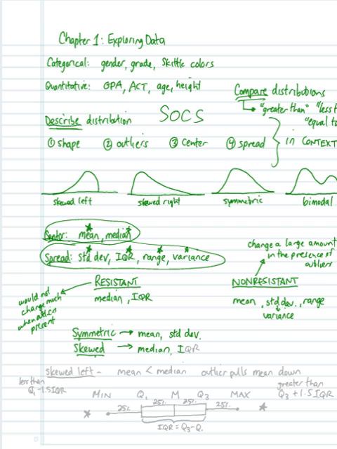Well, the rule is that you need to take Q1 and subtract 1.5 times the IQR. And that's your cutoff point. And if your value is less than that, it would be considered an outlier. So anything less than Q1 minus 1.5 IQR would be considered an outlier.